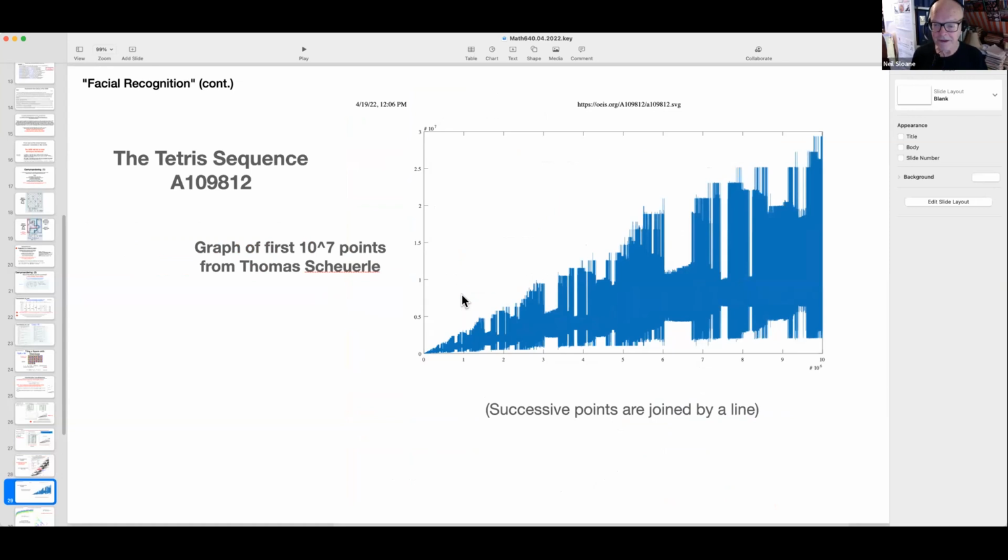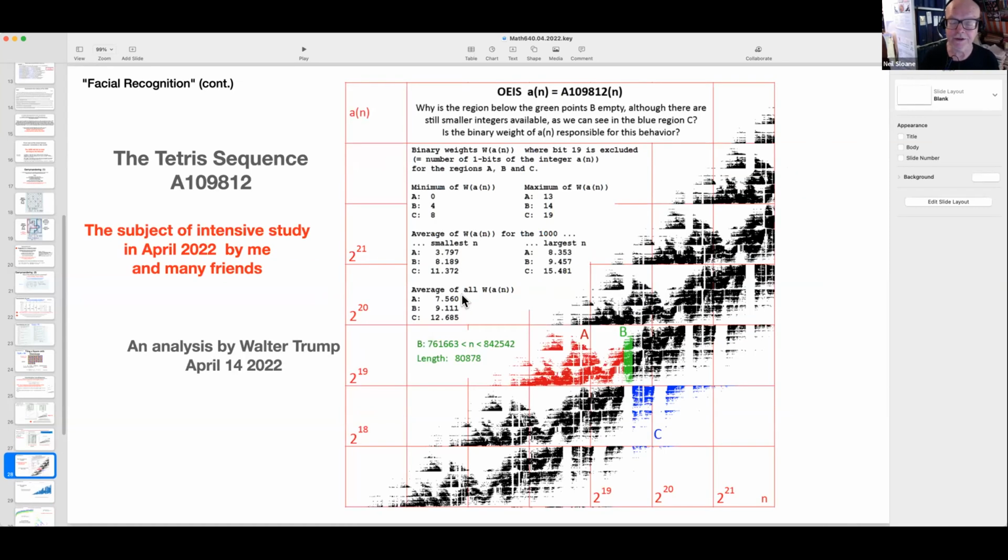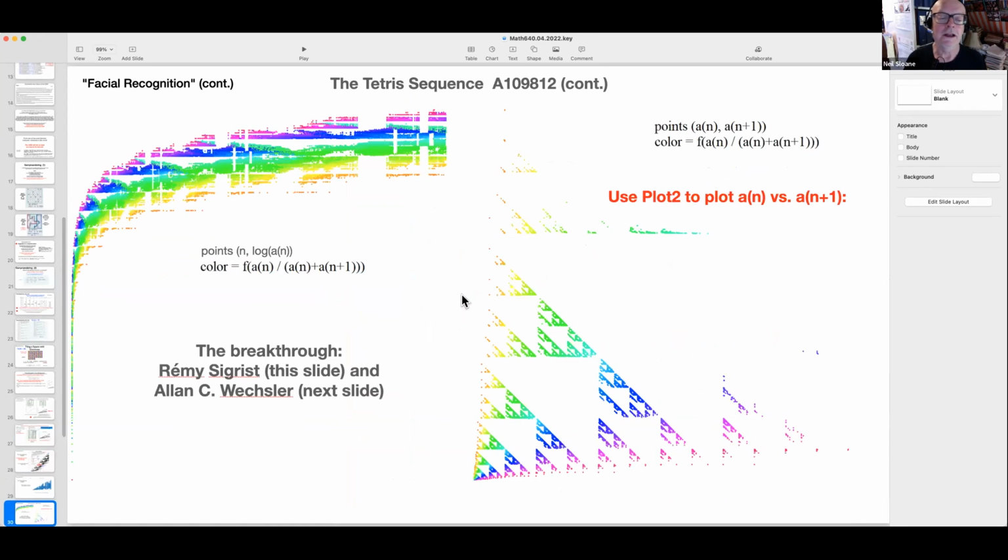And here's another picture of this graph. Now, this one is another picture with some colored things. A group of us have been studying this sequence really hard, and we've made some progress. Remy Segrist noticed that if you plot this sequence as n comma log of a of n, it looks like this. If you plot it as a of n against a of n plus 1, using the plot 2 thing, you get something that looks like this. This is a different way of plotting the sequence.